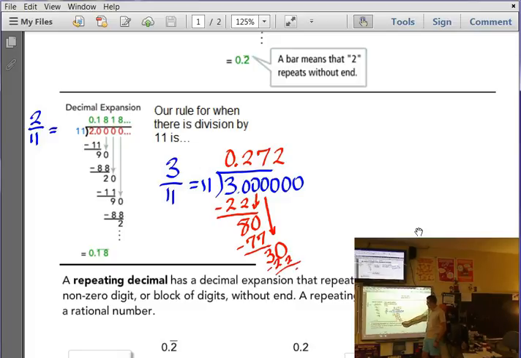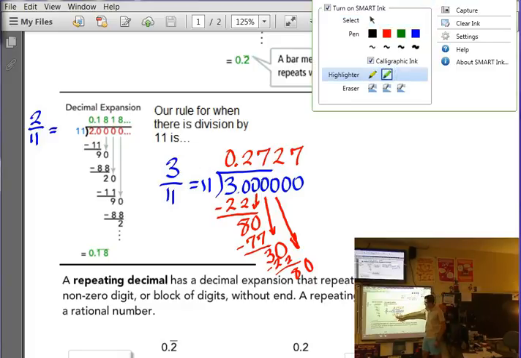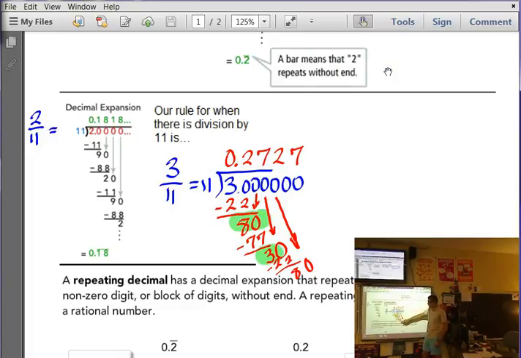Okay, I'm running. I get 8. I drop down my 0. I get another 7. And I see that I have a pattern of remainders. I had a remainder of 8, then a remainder of 3, then a remainder of 8, and I'll get another 3 when I subtract my 77.